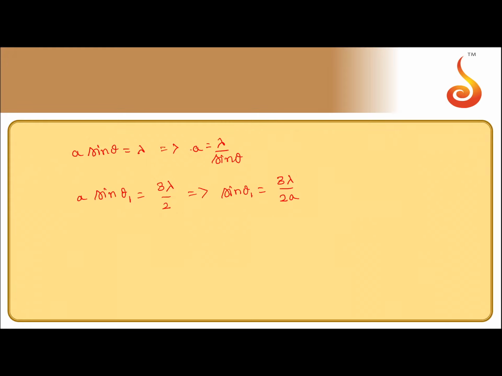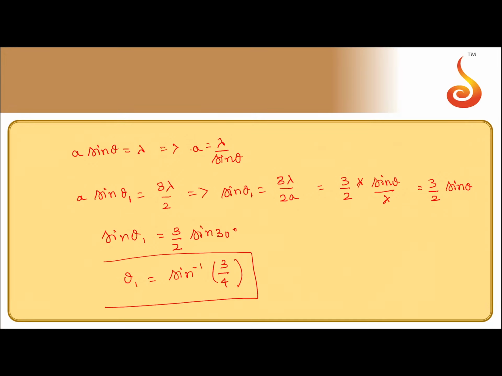So this is an equality actually. So I can substitute for 1 by a, that gives us 3 lambda by 2 into sin theta by lambda. So lambda lambda gets cancelled and we have 3 by 2 sin theta, and theta is given as 30 degrees. So this becomes sin theta 1 is equal to 3 by 2 of sin 30 degrees. That gives us theta 1 is equal to sin inverse of 3 by 4. This is the answer.